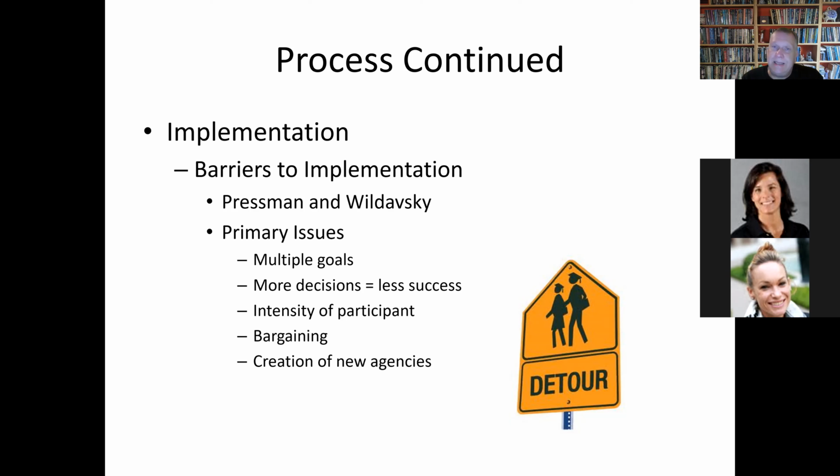The direction and intensity of the participants in terms of their orientation toward the policy can also be a barrier to implementation. So if you've got implementers, administrators, who disagree with the policy and strongly disagree with the policy, then it's going to be difficult to properly implement that policy.